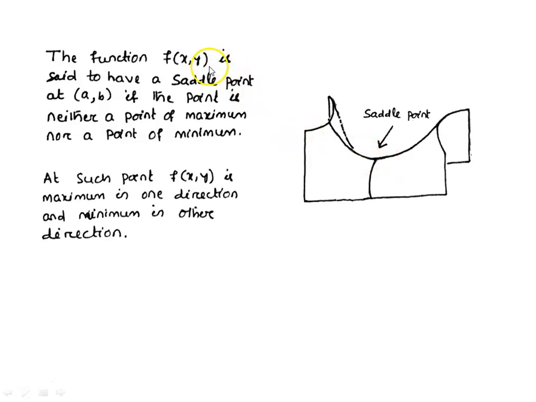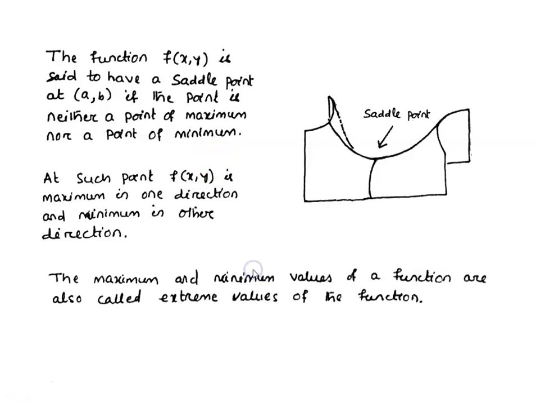So the function f(x,y) is said to have a saddle point at (a,b) if the point is neither a point of maximum nor a point of minimum. The maximum and minimum values of a function are also called extreme values of the function.